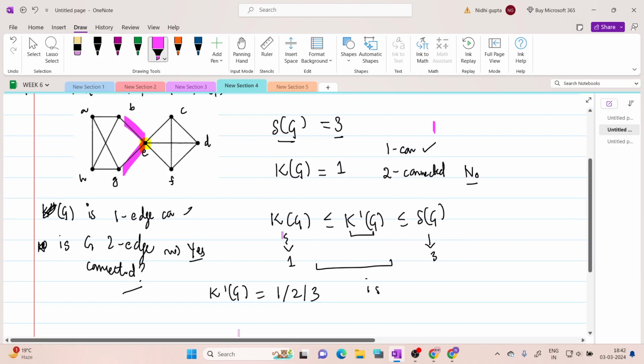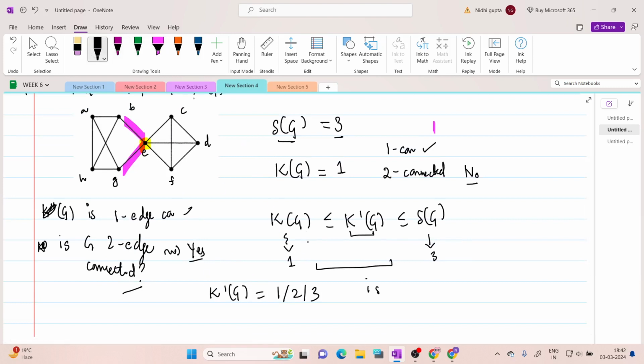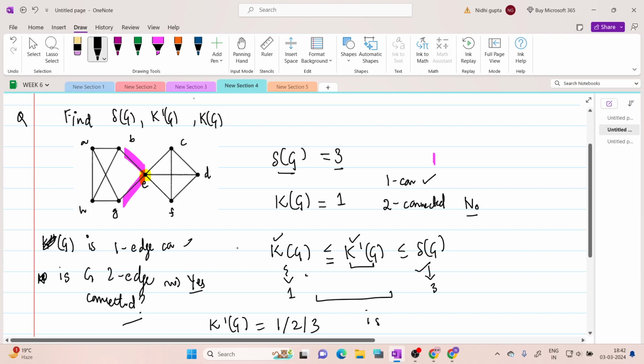Therefore, we see that these inequalities need not be equalities, because in this case we are getting strict inequality. That is, minimum degree is 3, edge connectivity is 2, and vertex connectivity is 1. So all these three numbers can be distinct also. We can see this using this example.